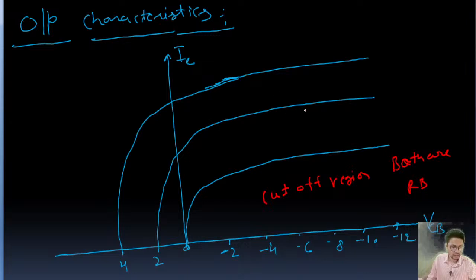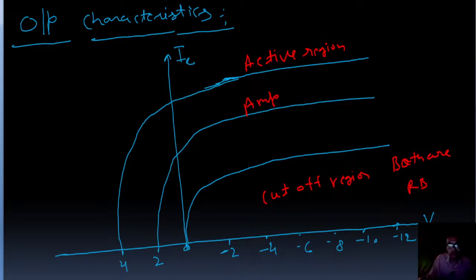Next, this is the active region, and this is the amplifier, because it amplifies voltage and power. This is the amplifier.